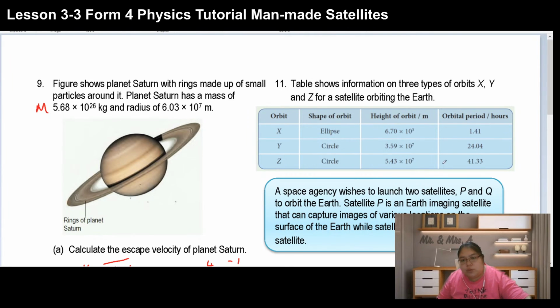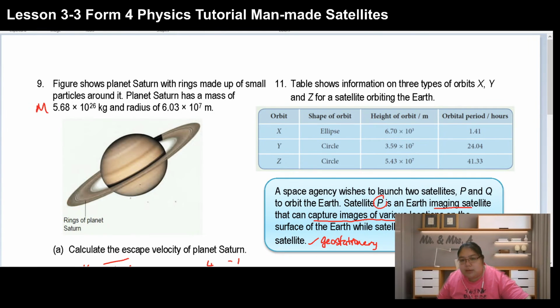Now they want to find out, to launch 2 satellites P and Q to orbit the Earth. Satellite P must be, imagine a satellite that can capture images of various locations. Another one is Q, a communication satellite. Remember, for a communication satellite we normally use geostationary.